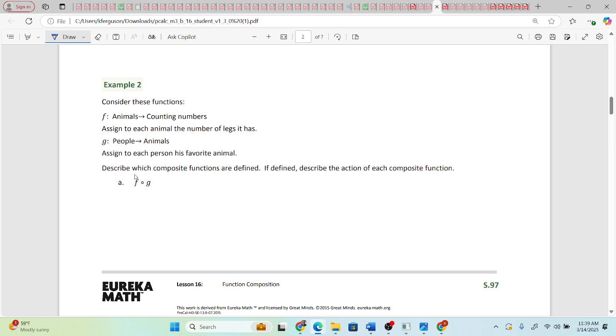So now let's describe which composition of functions are defined, and if defined, describe the action. So what they're saying is, I've got a composition of functions. So I'm going to have a function with a function, or a function within a function. Is it possible to do? Okay. Well, I told you the input for f. The input for f is some type of animal. And my output is going to be some number. It's the number of legs.